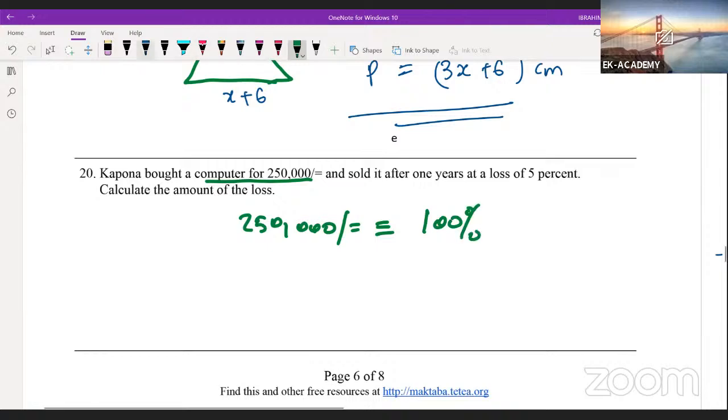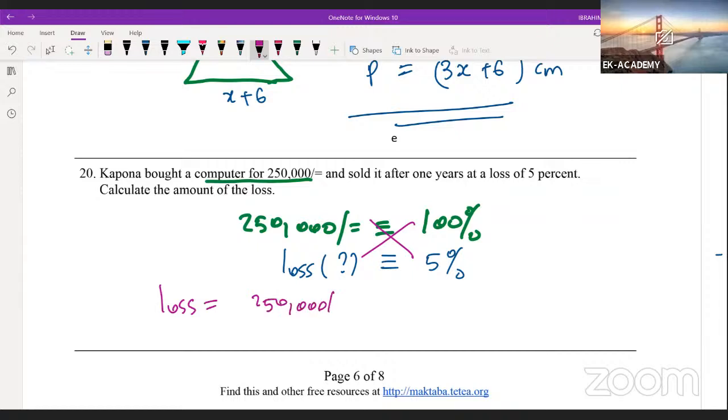But at the end of the year, the value of the computer is going to reduce by 5%. So we are looking for the loss, which is 5%. So 5%, which is a loss, equals how much? By cross multiplication, we can see that the loss will be 250,000 times 5% divided by 100%.